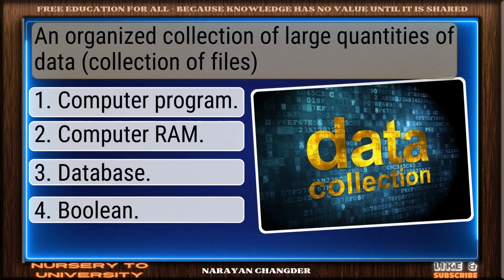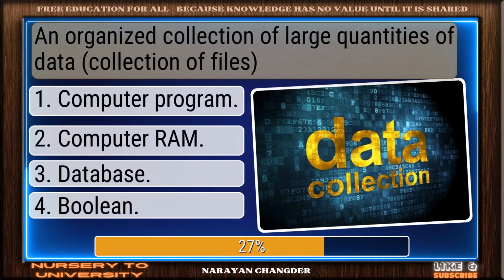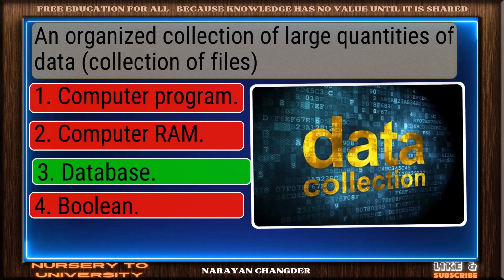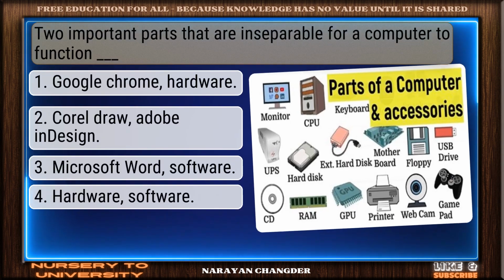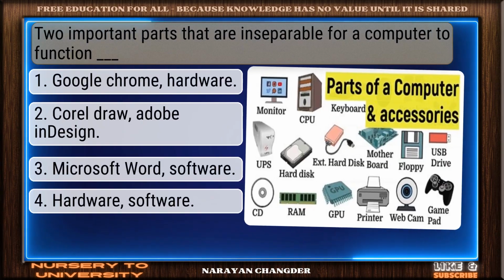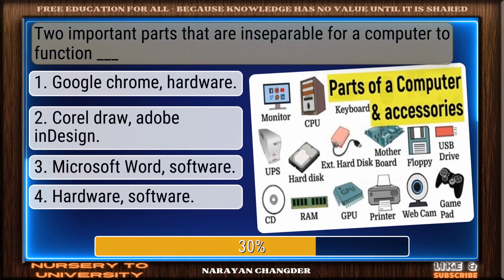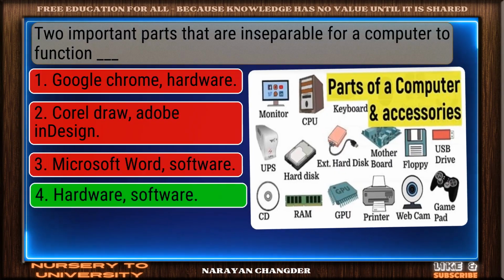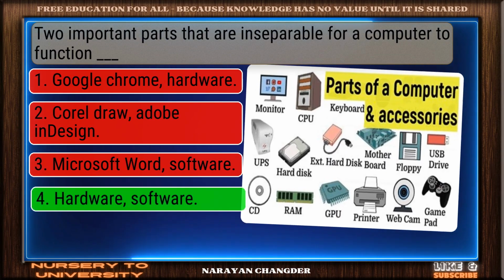Question number 7. An organized collection of large quantities of data. Valid point. Database is true. Question number 8. 2 important parts that are inseparable for a computer to function: dash. Smart pick. Hardware, software is the correct choice.